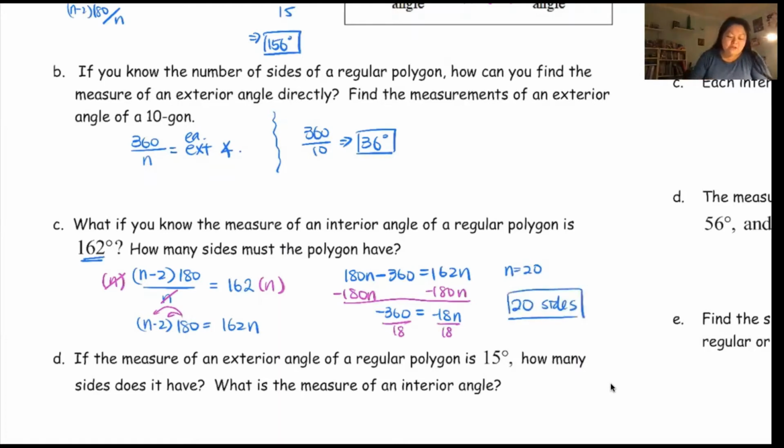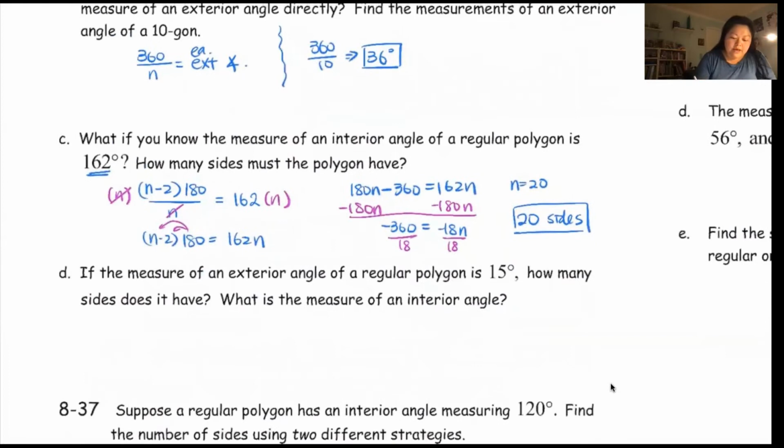Okay, if the measure of an exterior angle is 15 degrees, how many sides does it have? What is the measure of an interior angle? Okay, so we can again use our formula. Exterior angle is 360 divided by n, and we know that gives me 15. Okay, all right, so we're solving for n. Let's multiply n on both sides to get that n out of the fraction. And I get 360 equals 15n. So then the other step now is to divide by 15. So 360 divided by 15, I get n equals 24.